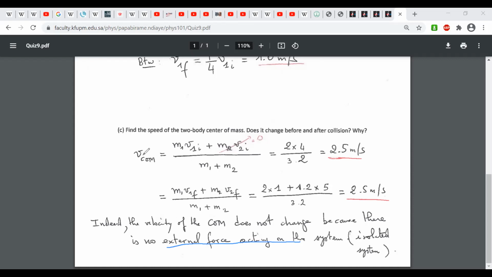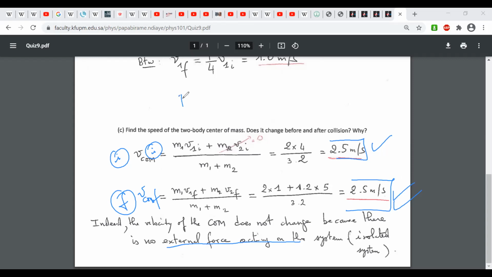So let me calculate the velocity of center of mass before and the velocity of center of mass after. Velocity of center of mass will be m1 v1 initial plus m2 v2 initial divided by total mass. I calculated, it gives me this. This is the velocity of center of mass before. After, it will be m1 v1 final plus m2 v2 final divided by total mass. It will give me the same velocity of center of mass.